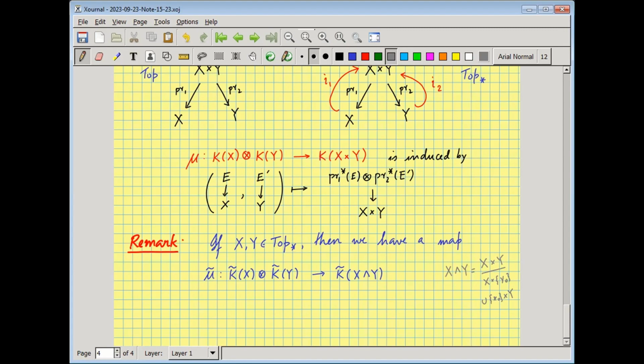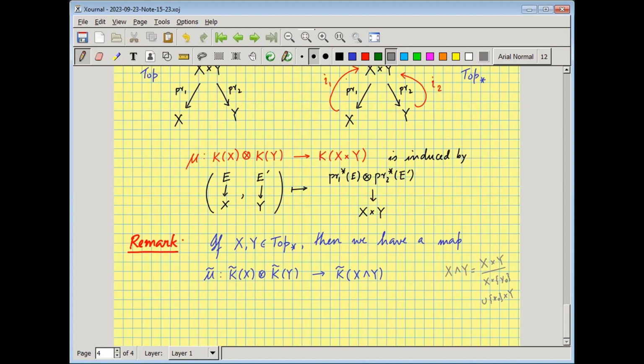So if you know what this is, fine. If you don't, then have fun playing around with what happens when you smash two spheres. You take an m sphere and an n sphere. You can show that the smash product will actually be an m plus n sphere. Try it for S1 smash S1. I think it's a fun exercise.